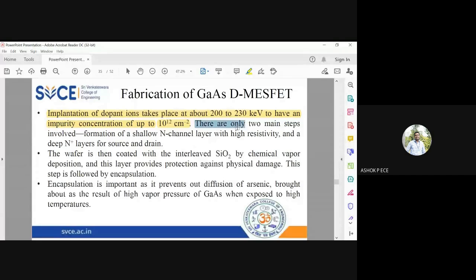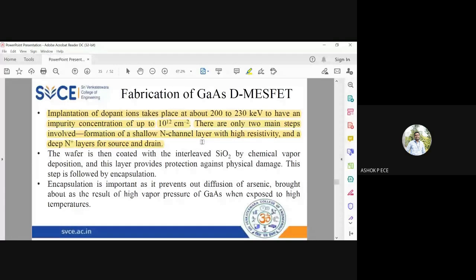There are two main steps involved: formation of a shallow N channel with high resistivity and deep N plus layers for source and drain. So two things I have to do with photolithography. One is I want to properly fabricate the N channel. Second one, I have to have two deep N plus layers for source and drain.